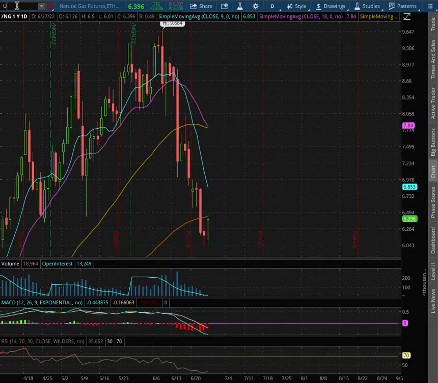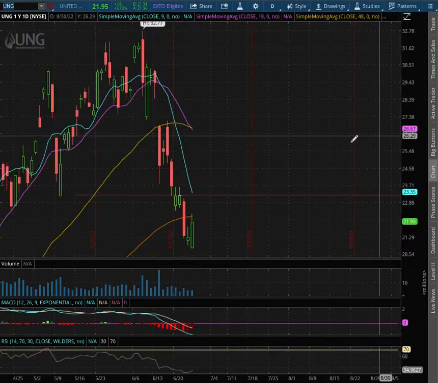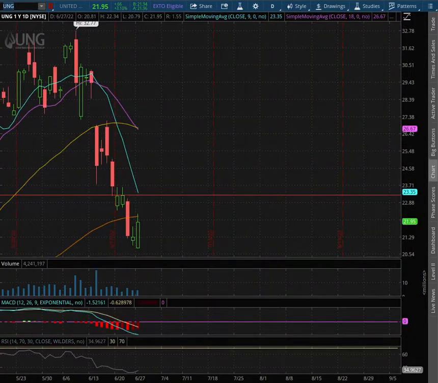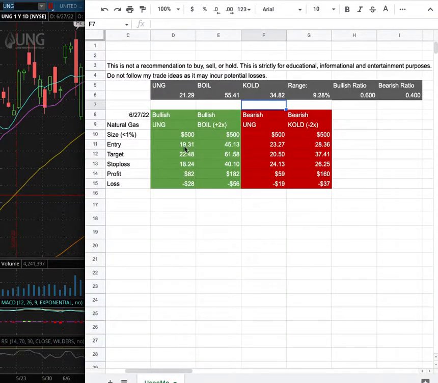And as with the trade idea, I'll be trading UNG. My trade position size for it is less than 1% of my portfolio. My long entry is at $19.31. My sell target is at $22.48. My stop loss is at $18.24.